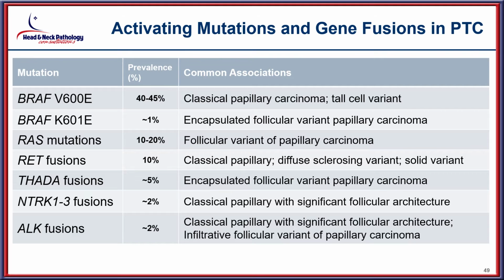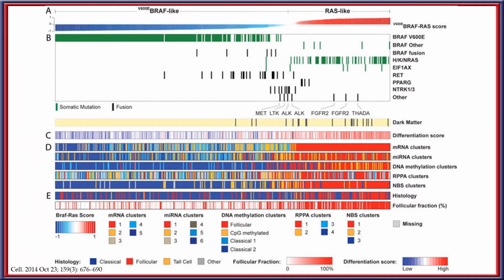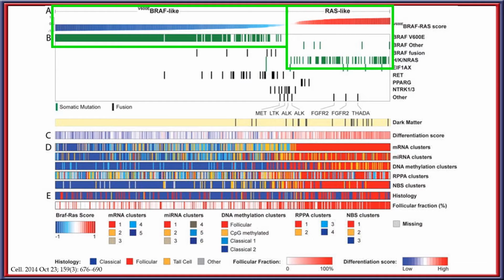And so I think all of us recognize that BRAF V600E is characteristically seen in classical papillary carcinoma, while the NTRK can be seen in those that have significant follicular architecture. RAS and RET and THADA mutations, even ALK mutations, are seen as well. So what is quite interesting is that we have been able to identify signature matches to what we see histologically, and there is a BRAF-like pattern, which of course is usually associated with a much more prominent papillary architecture, while those that have the RAS-like signature are much more likely to be a follicular patterned tumor.